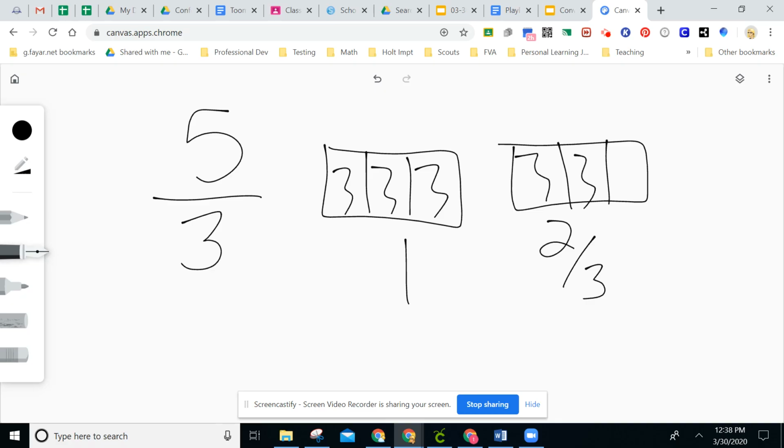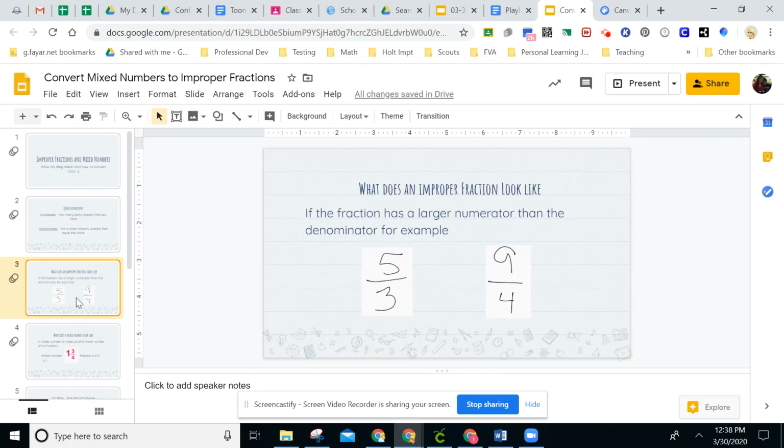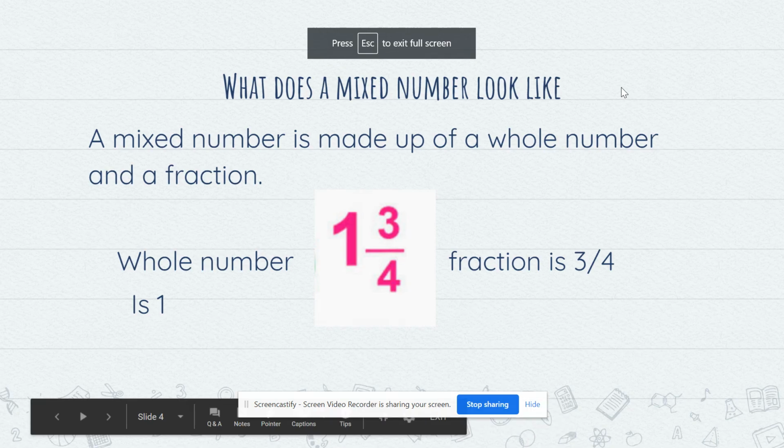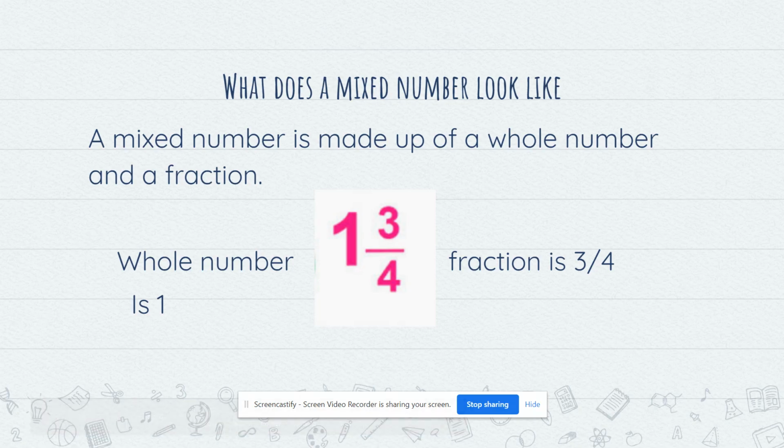And that leads us into remember what a mixed number is. So a mixed number has a whole number and a fraction. So if we're using the number 1 3/4, then the whole number is the 1 and the 3/4 is a fraction. Put those together and you have a mixed number. It's basically where fractions and whole numbers meet.